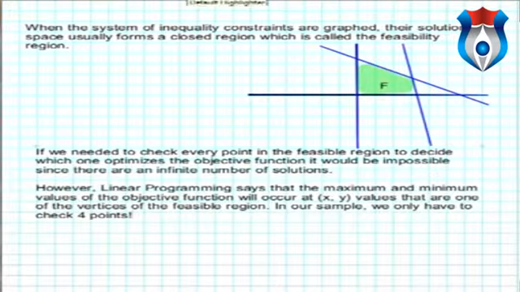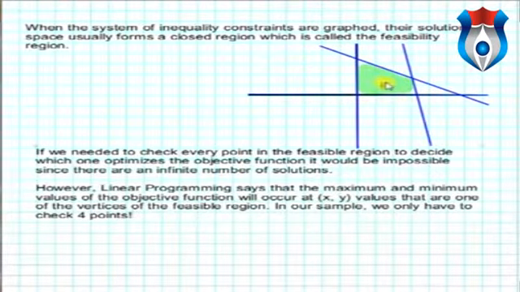When we graph the system of inequalities that form the constraints, they usually form a closed-in space, which I've shown in the diagram here. We had four inequalities: a vertical line, a horizontal line, and these two lines here. They formed a solution space, which is called the feasible region. When we are trying to optimize the objective function, we could pick any point in the feasible region as well as the points along the boundaries.